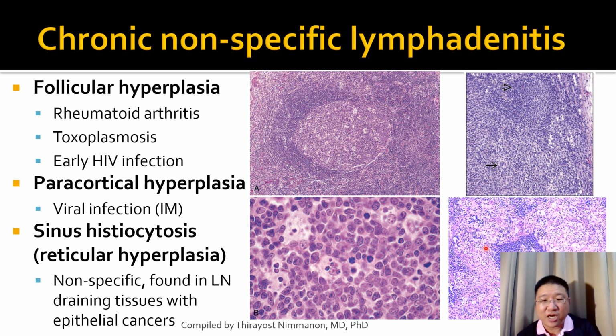And the lower picture on the right hand is sinus histiocytosis. It is the expansion of the sinus area. It is the proliferation of maybe histiocytes within the sinuses. So we call this condition sinus histiocytosis or reticular hyperplasia, which is quite non-specific, and it can be observed in the lymph nodes draining from tissues with cancers, with carcinomas.